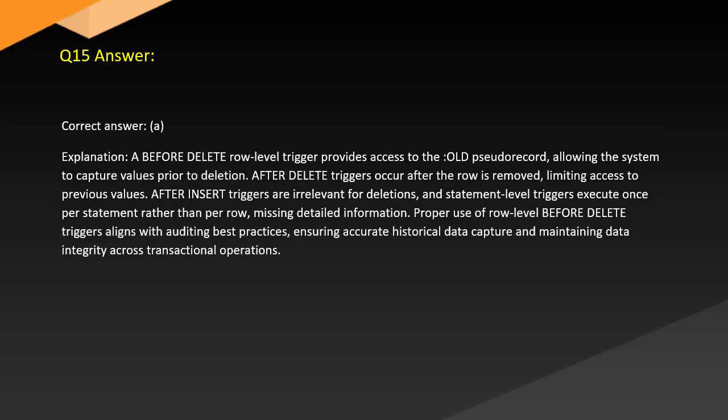Answer. Correct answer: A. Explanation. A before delete row level trigger provides access to the old pseudo record, allowing the system to capture values prior to deletion. After delete triggers occur after the row is removed, limiting access to previous values. After insert triggers are irrelevant for deletions, and statement level triggers execute once per statement rather than per row, missing detailed information. Proper use of row level before delete triggers aligns with auditing best practices, ensuring accurate historical data capture and maintaining data integrity across transactional operations.